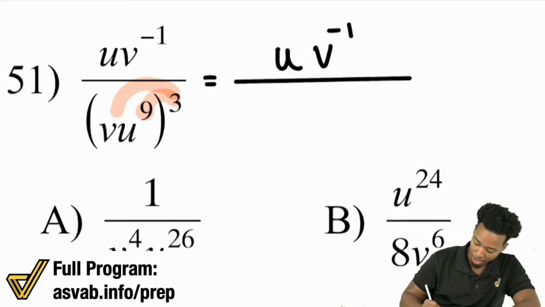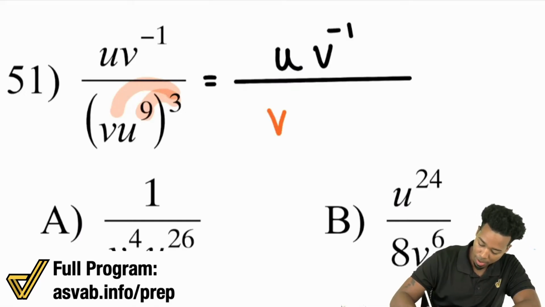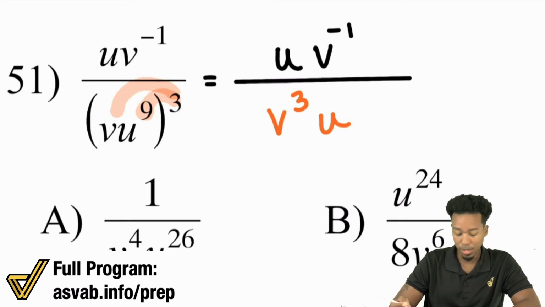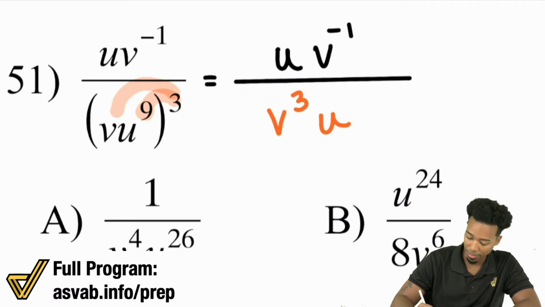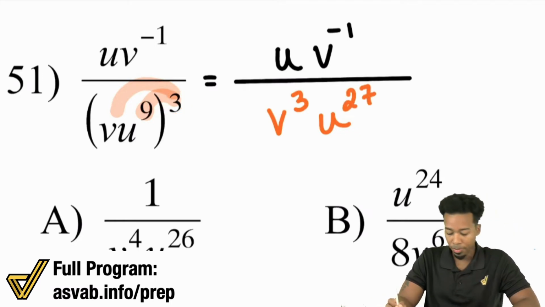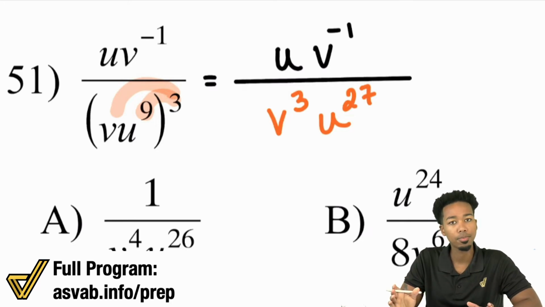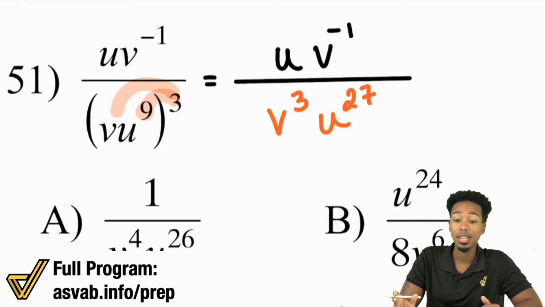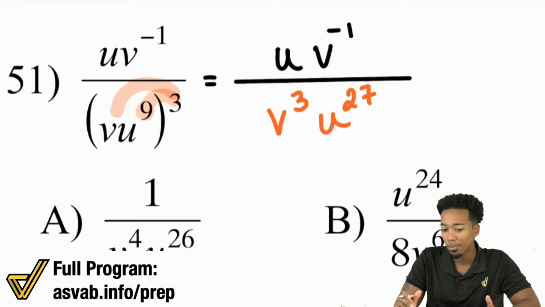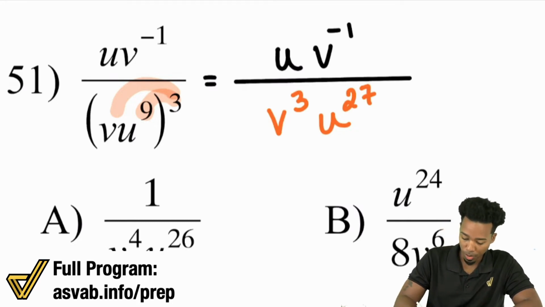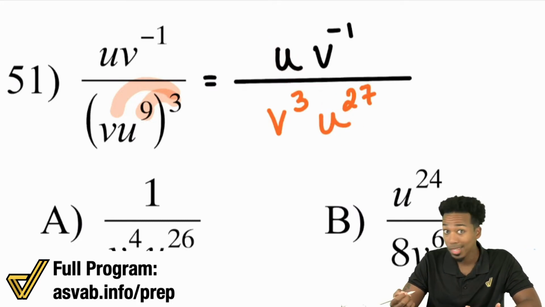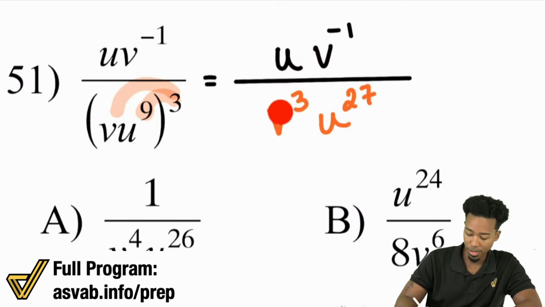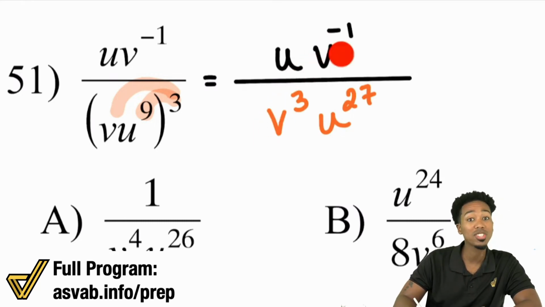And then over here in the bottom, we're going to have ourselves v to the power of 3, and then that u, again, multiply those powers. 9 times 3, that'll be 27. So right there. So okay, we did our first step, but we still have a negative exponent up top. And also, we need to go ahead and simplify in terms of, hey, we have a u up top, u on bottom. Something's got to cancel. V and v. But let's go ahead and perform our technique here.